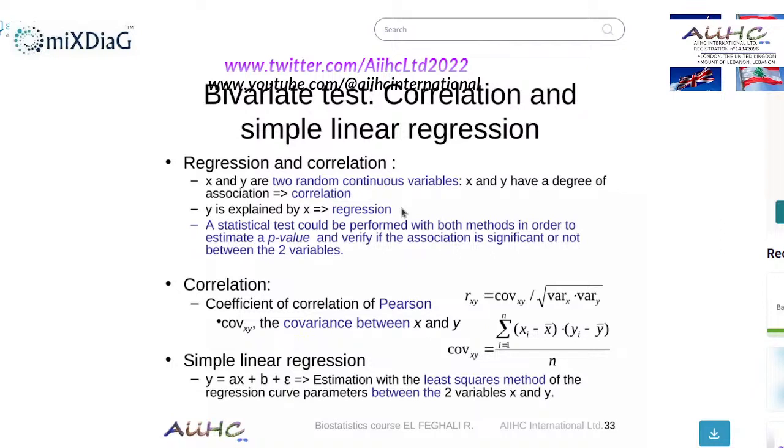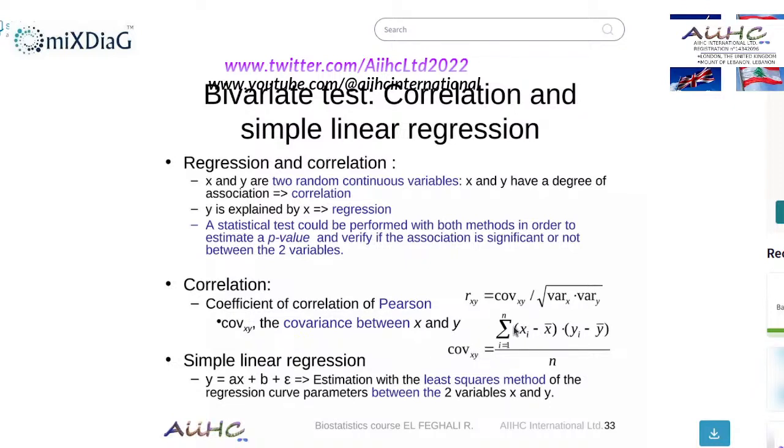Okay, here we will do a statistical test, complementary to the correlation, and that's why we make the regression, to make a statistical test. And here we begin the modeling, and here we draw a model. For the correlation, you have the value of Pearson correlation. You see R_XY, the covariance of XY over the square root of the variance of X times the variance of Y. And the covariance you calculate by using this formula.